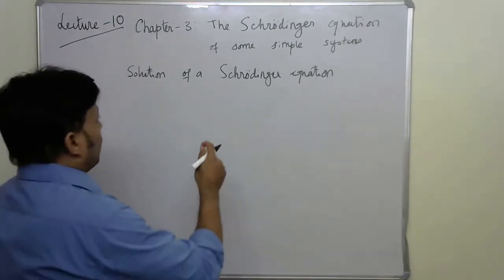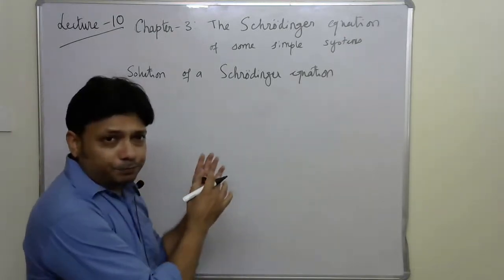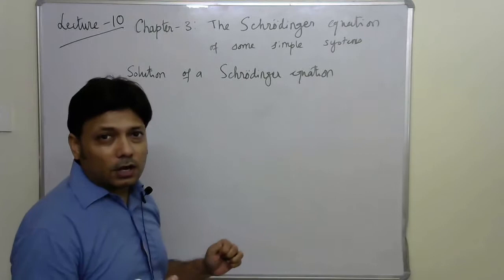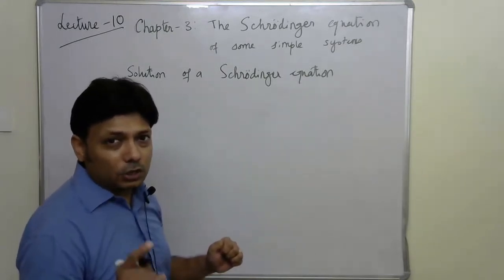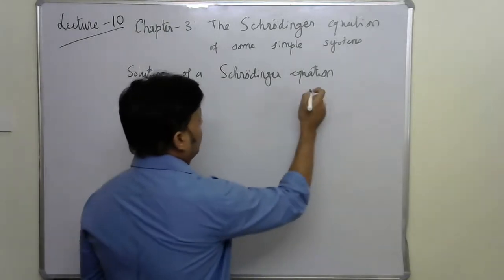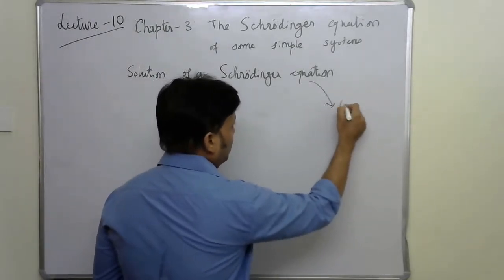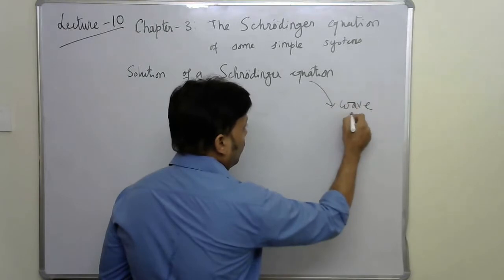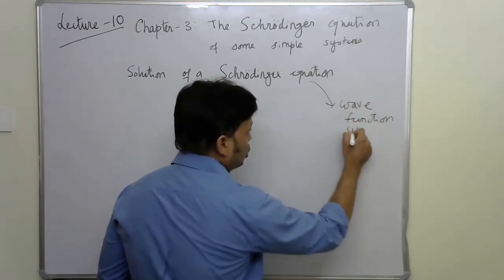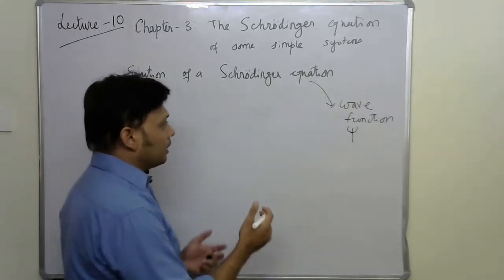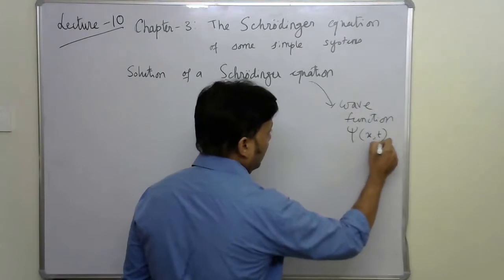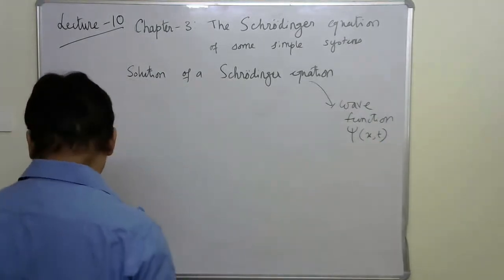When we solve the classical wave equation, the solution is an amplitude function, u as a function of x and t. Similarly, if we solve a Schrodinger equation, the solution is called a wave function. It is represented as psi, and like u(x,t), it can be a function of both x and t.